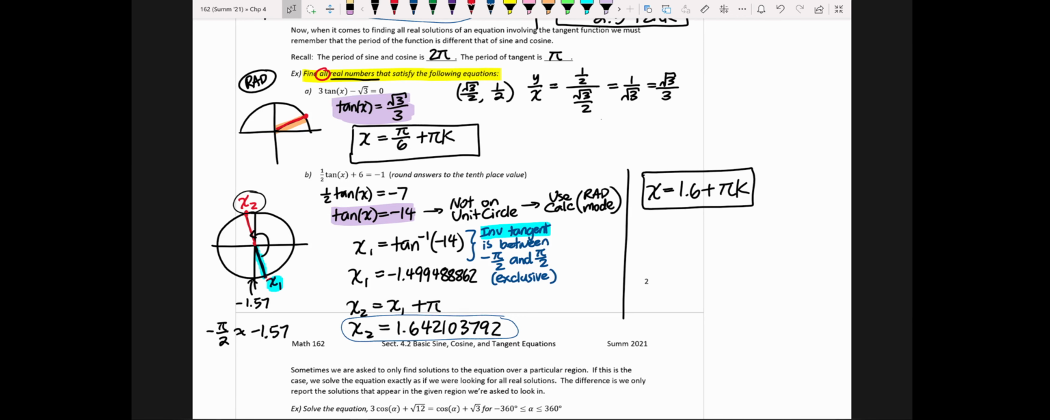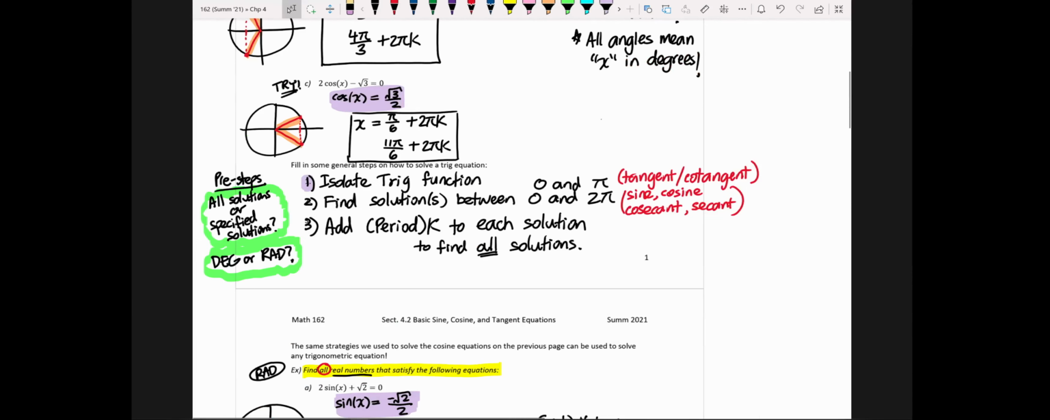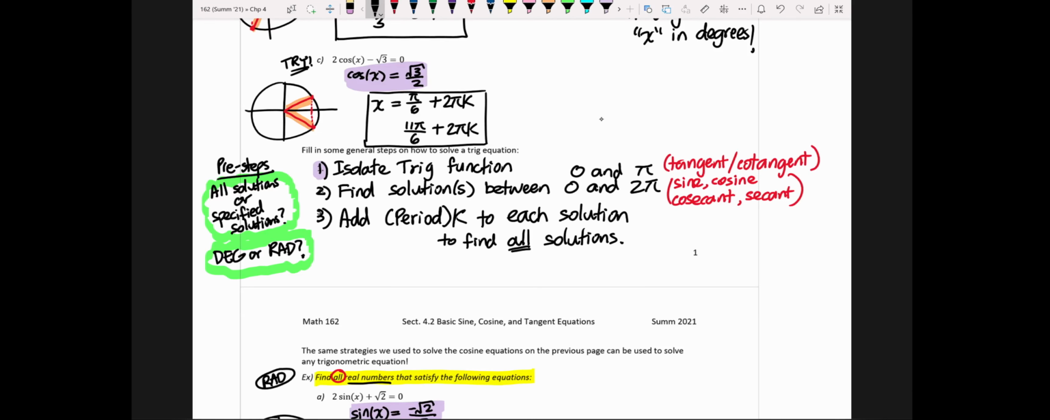Okay, so you'll remember that in the pre-steps we said, note whether it's asking for all solutions or specified solutions. If it is asking for specified solutions, you still want to go through all 3 steps. But then your final answer is only going to be the solutions in the interval they asked for. To get solutions in the interval they asked for, you still want to generate all solutions first and then find the solutions in the specified interval. And if they want the answer in degrees, make sure that your solutions are in degrees.